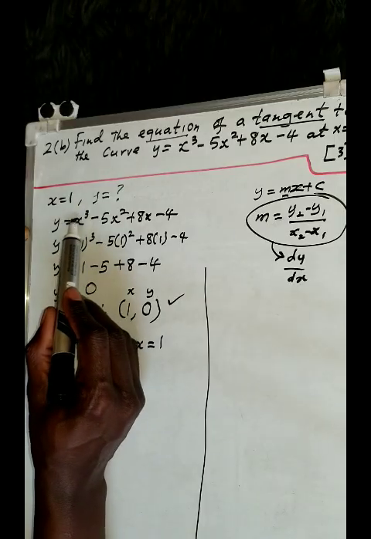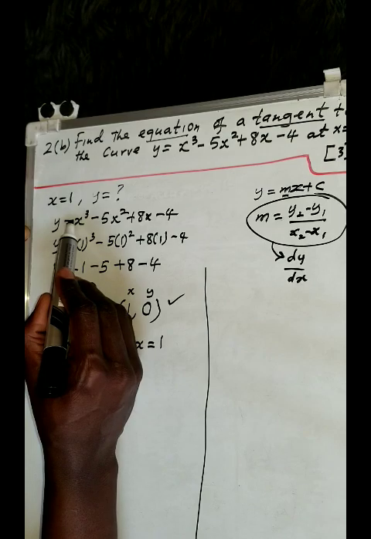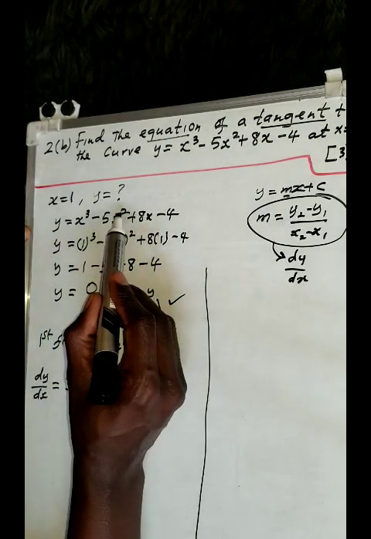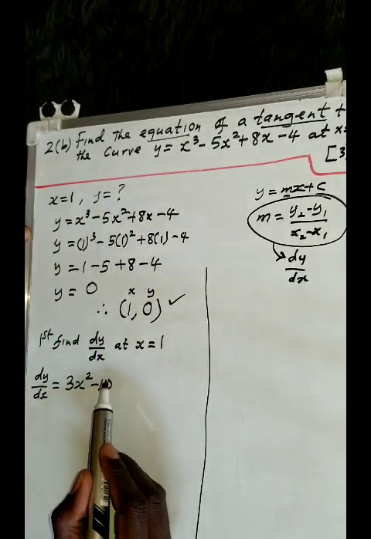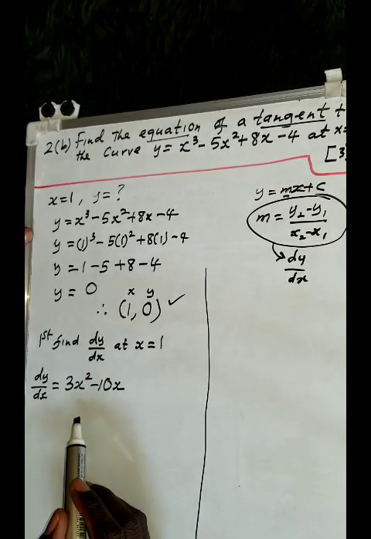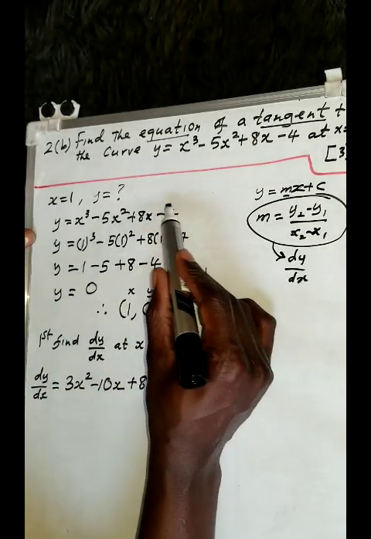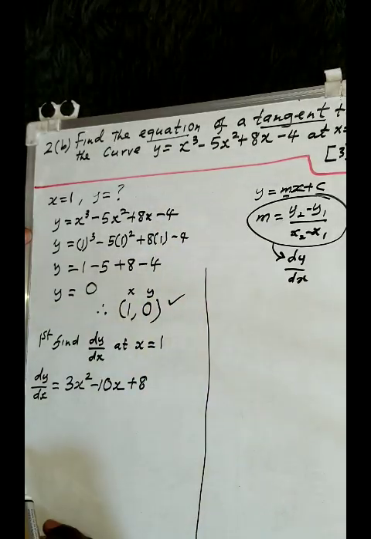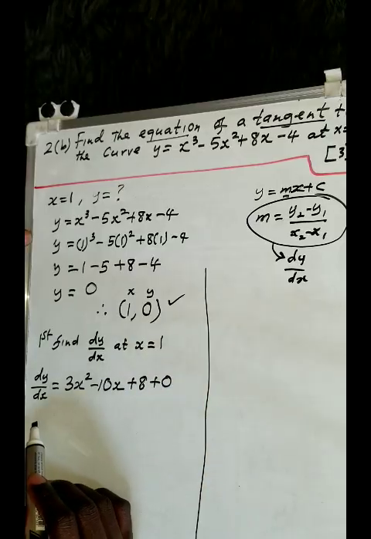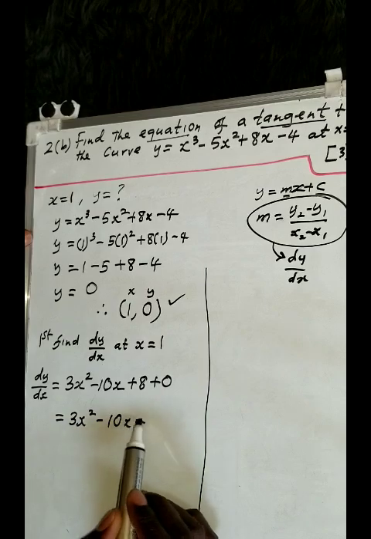So remember, that one is going to give us a 3 times the number in front, and the power reduces by 1, so it will be 3x raised to the power 2. Then this times that will give us negative 10, and the power reduces, that will just give me x. When you have a number alone, the derivative is 0, so you can actually ignore it. If you want, we can put it as 0 there. So in this case, it will be 3x squared minus 10x plus 8.